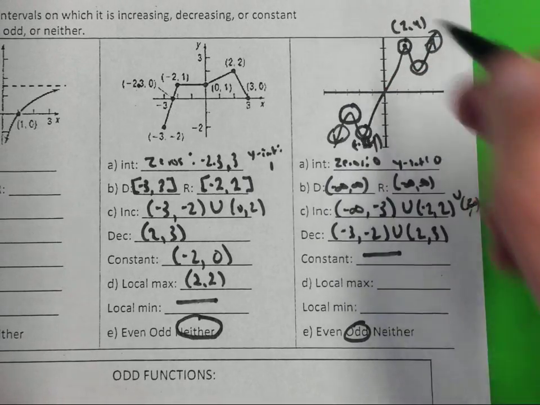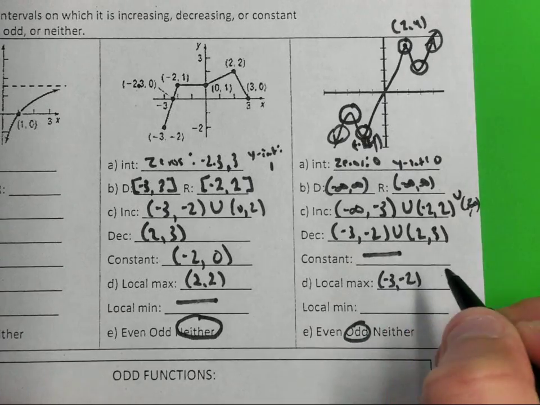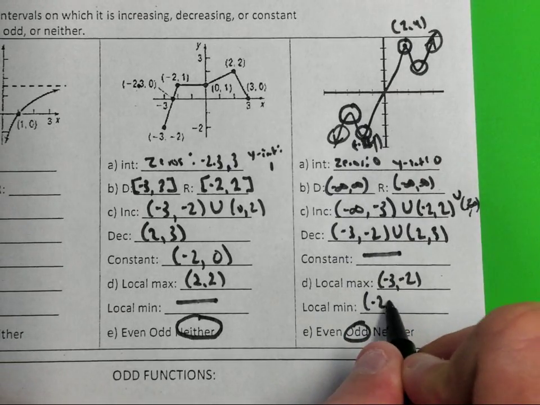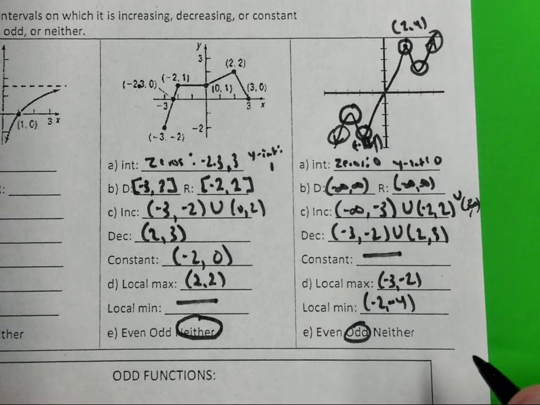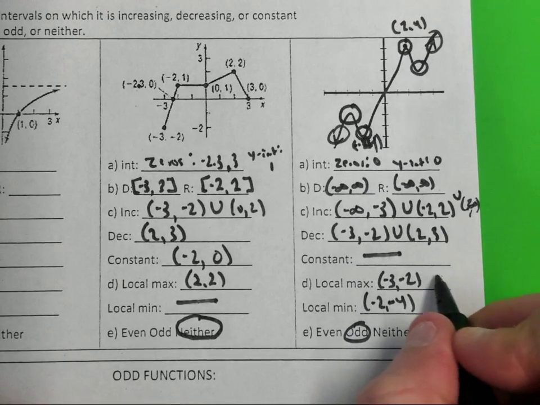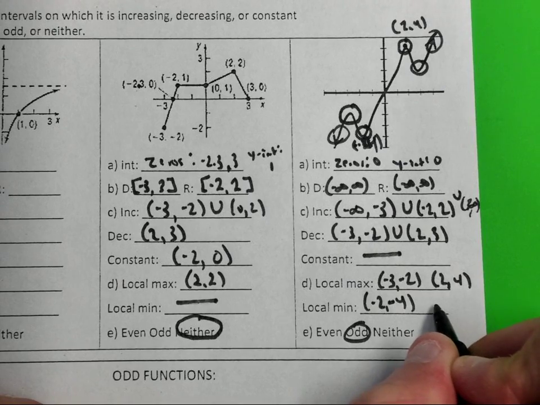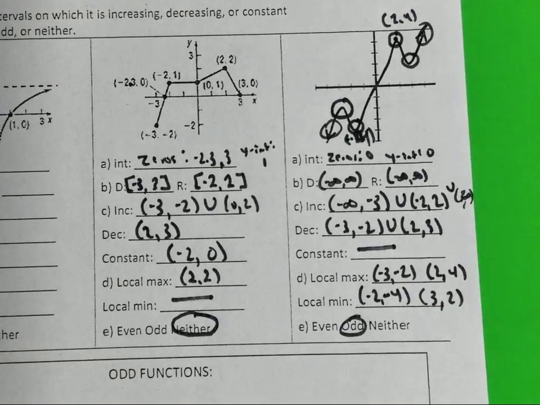Negative 3, negative 2. Then I'm going to have negative 2 what? Now these are ordered pairs, so do I need to put unions or anything? No. Then I'm going to have another hill at 2, 4. And then another valley at what? That's how I answer that.